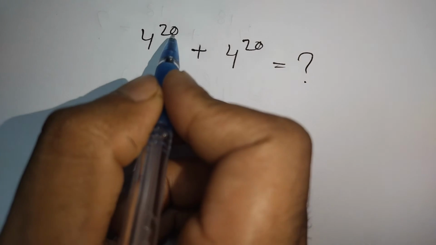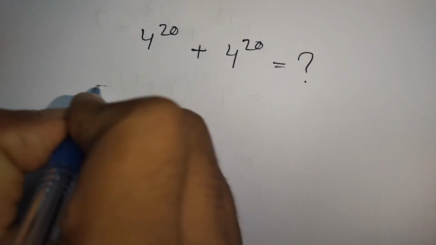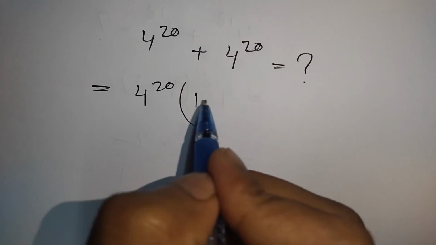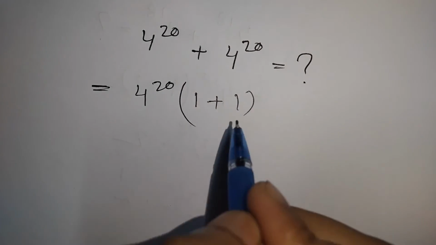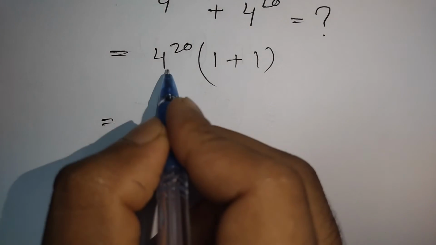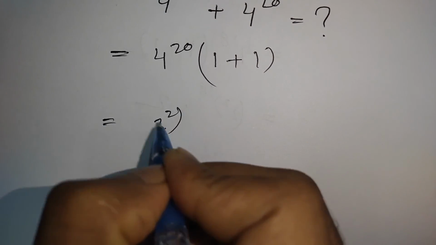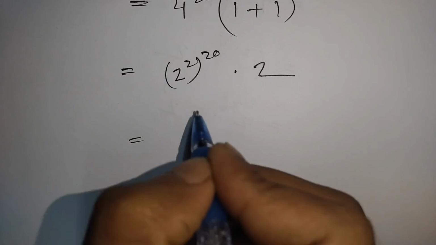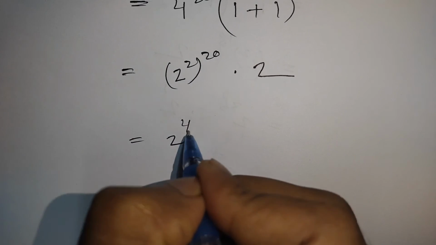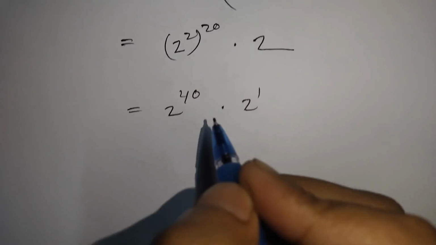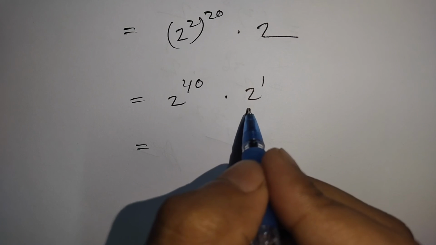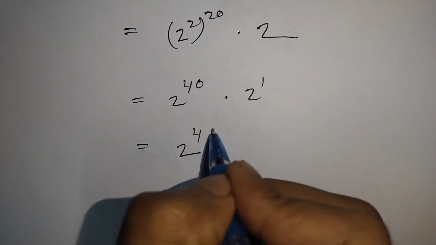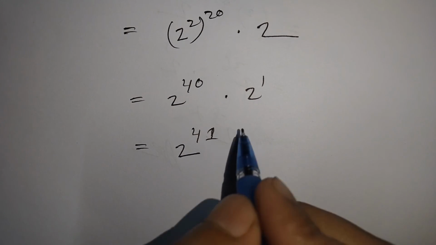How to solve 4 to the power 20 plus 4 to the power 20 is equal to what? At first I take common 4 to the power 20, first bracket start, this divided by this, that means 1, plus this divided by this, that means 1. Now 4 to the power 20 is same as 2 to the power 2 bracket for 20 times 1 plus 1, that means 2. Now 2 to the power 2 times 20, that means 40, times 2 is same as 2 to the power 1. Now we see that 2 has the same base but different powers, so we can write here 2 to the power 40 plus 1, that means 41. So 2 to the power 41 is the correct answer.